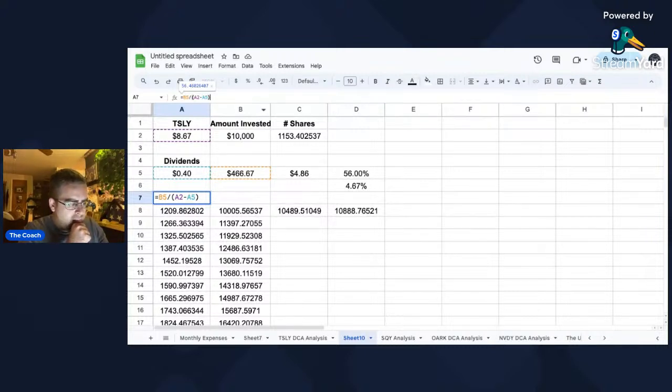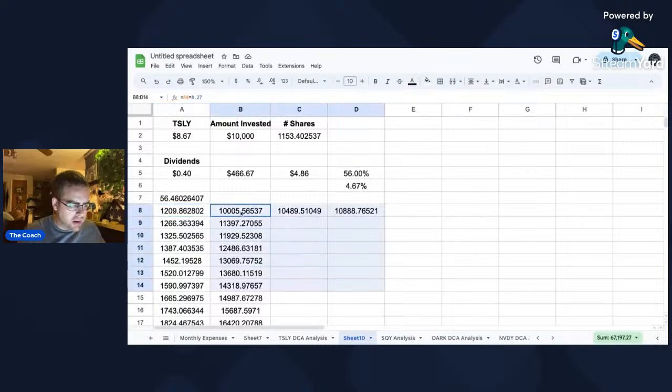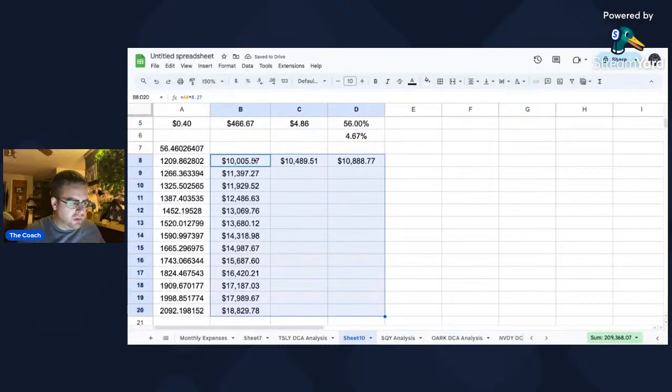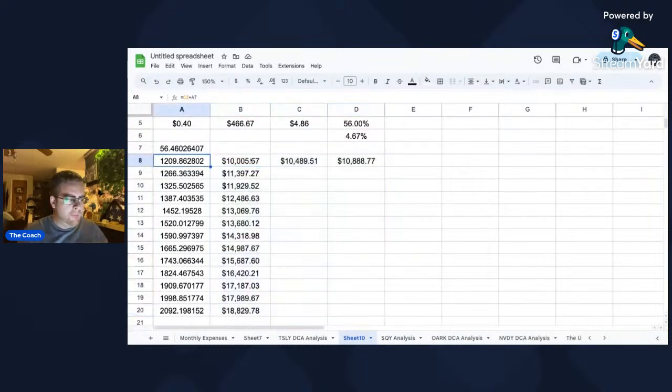So how much would $467 buy us? It would buy us another 56.5 shares. And then adding this to the share count we have here in cell C2, we would now have 1,209 shares. These actually need to be dollar amounts. So these are dollar amounts. I sure miss doing these spreadsheets for you all, so I'm going to ramp it up again.